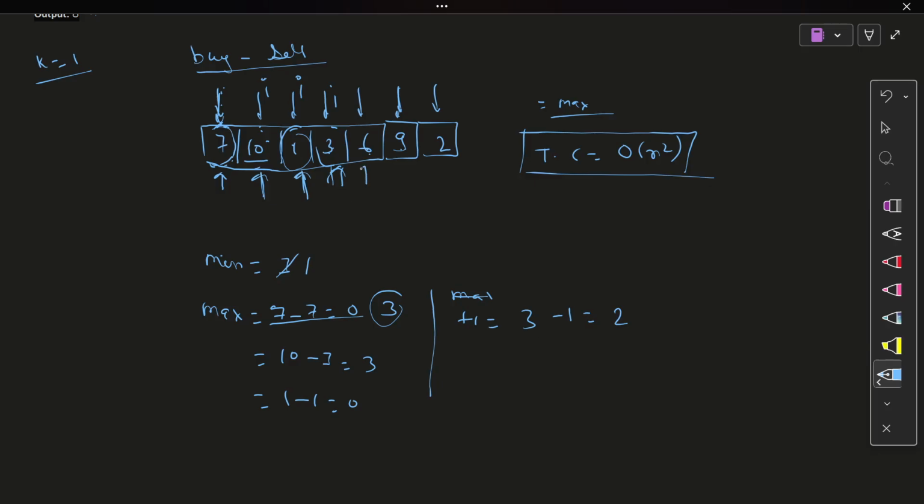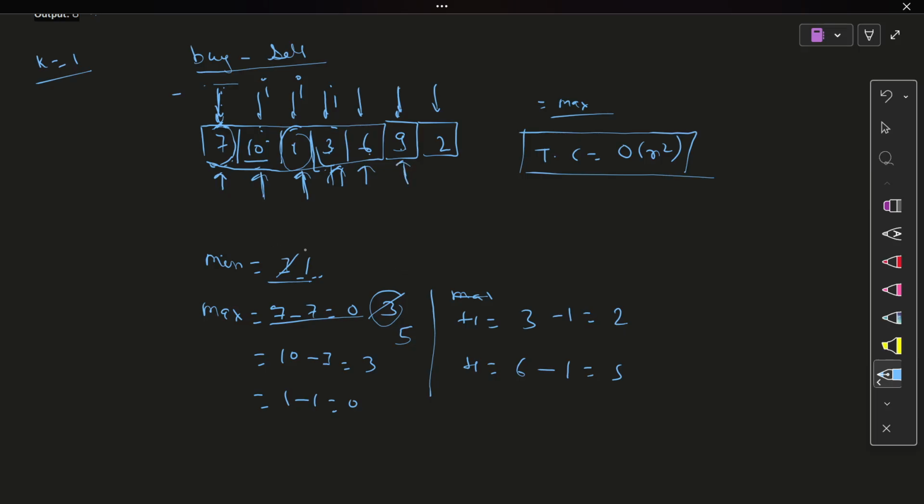Then 6. We are finding the minimum from here and storing it in the variable min. And here we are finding, this is the selling price. So selling price minus buying price, where buying price is the minimum. Here 6, then 6 minus minimum price 1 is 5. Is maximum 3 smaller than 5? Yes, update to 5.